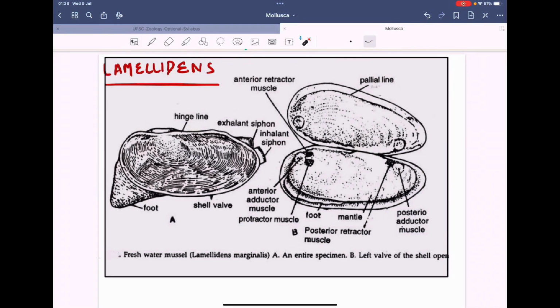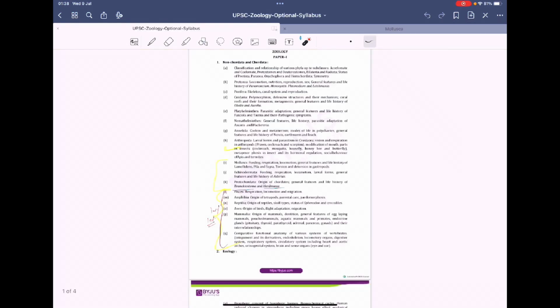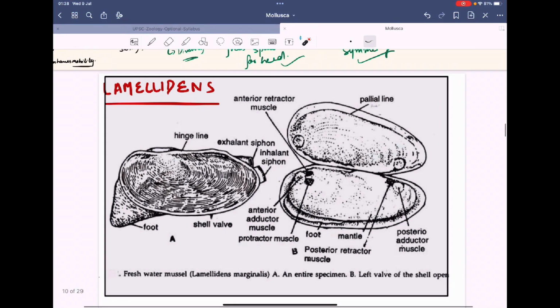In this lecture, we will discuss the topic of lamellidens. We will discuss the feeding, the general characteristics, locomotion, as well as the life cycle of the lamellidens, and the respiratory system. The questions have been asked from these portions, so we will discuss them in detail.